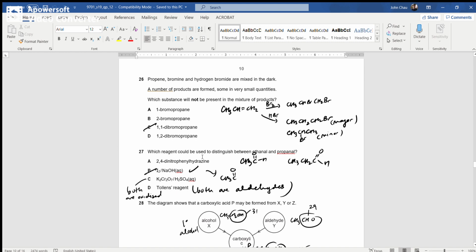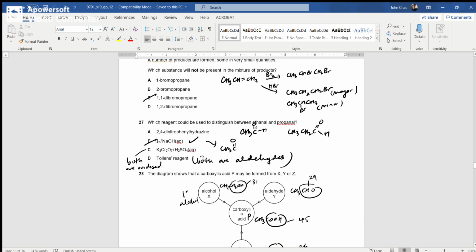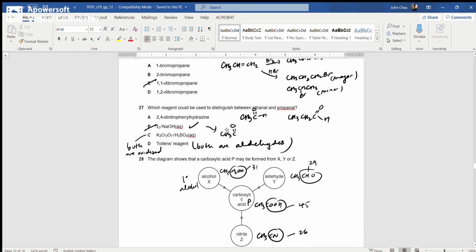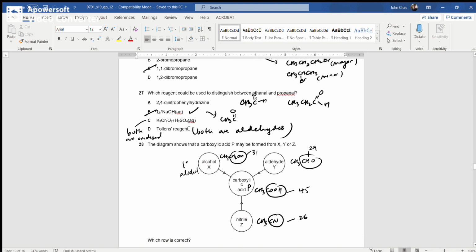Which reagent could be used to distinguish between ethanol and propanol? The best is to use triiodomethane because one of them has the structure. Triiodomethane requires a methyl carbonyl, right? So ethanol has the methyl carbonyl, but propanol doesn't have the structure. So the rest of the options are not correct, and I already justified. Both are oxidized. Both form aldehyde. Tollens also both will show the same result. 2,4-DNPH both will also show the same result.